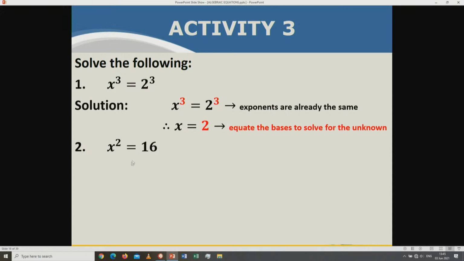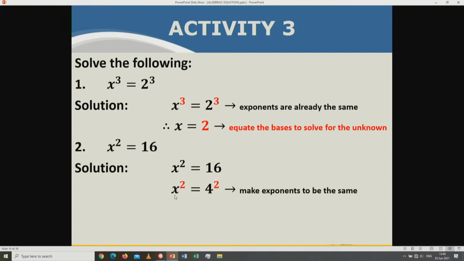Now we have to represent 16 by exponent 2. If we represent 16 by exponent 2, that simply means we have 4 raised to exponent 2. Now let's have a look at this solution. Yes, x squared will be equivalent to 4 to exponent 2. Now let's make the exponents the same. We have the same exponent on the left and right-hand side. So it is clear now the exponents are even. Because the exponents are even, we are going to have 2 solutions, and they will only differ in signs.